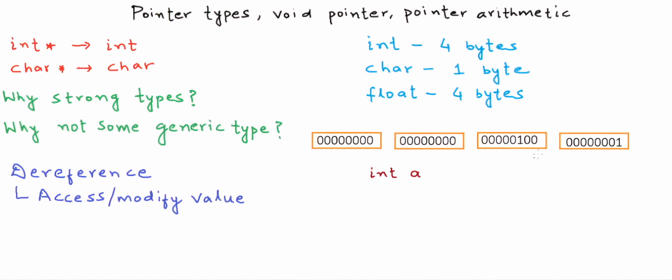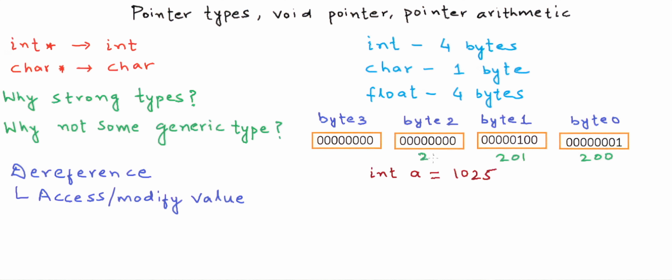Let's say we have an integer a and its value is 1025, and this is how it is laid out in the memory. Each bracket here is 1 byte. So let's say this particular byte, which is the least significant byte, is byte 0, and then we go on like byte 1, byte 2 and byte 3. Now we also know that each byte in the memory is addressable. Let's say the address of byte 0 is 200. Now these 4 bytes need to be contiguous. Let's say the address of byte 1 is 201, and then we go on like 202 and 203.